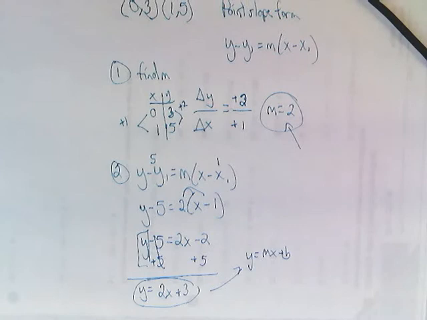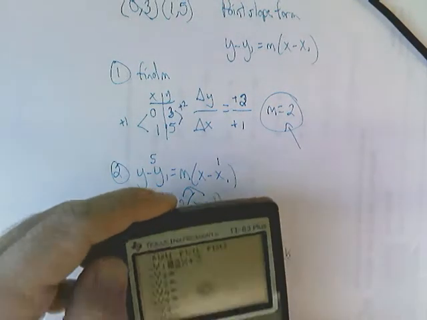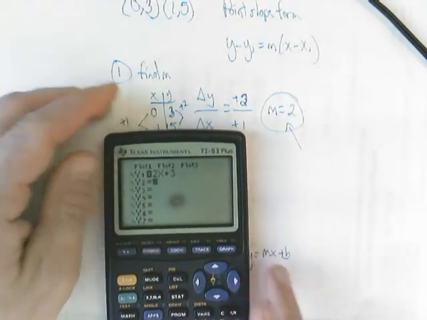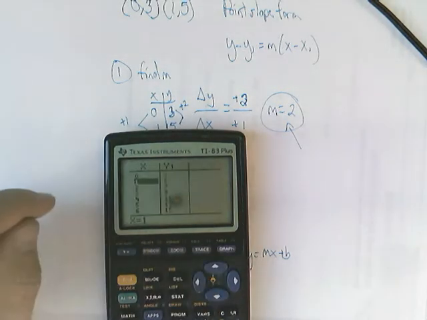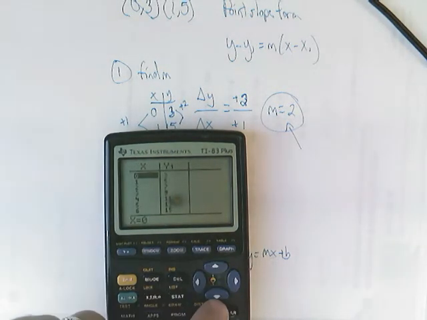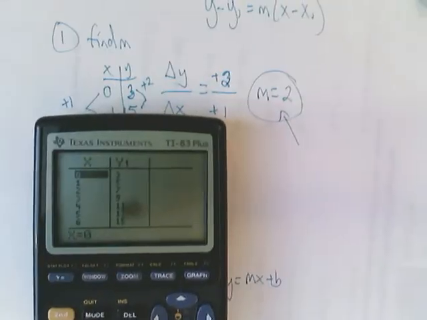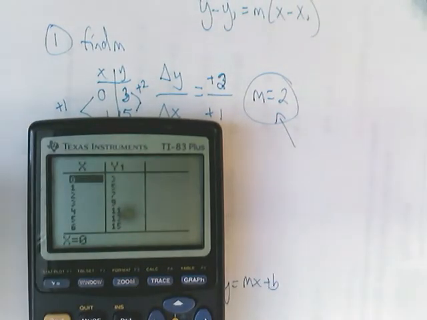If I want to be sure, I'll put the equation in the calculator, 2x plus 3, and look at my table, see if it contains the points 0 and 3, which it does. 0 and 3, and it contains the point 1 and 5. So I know that's correct.